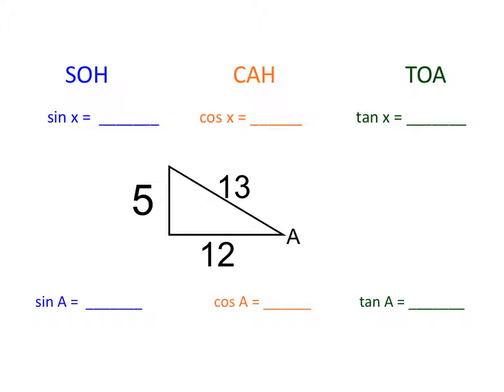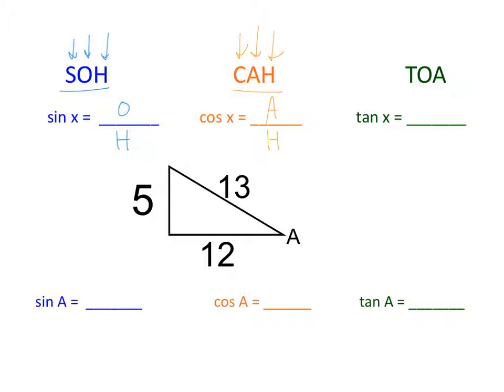So to recap one more time, sine is equal to opposite over hypotenuse. If we wanted to turn that into a mnemonic device, we could say SOH, because sine is equal to opposite over hypotenuse. Cosine is equal to adjacent over hypotenuse. So again, for a mnemonic device, CAH: cosine, adjacent, hypotenuse.